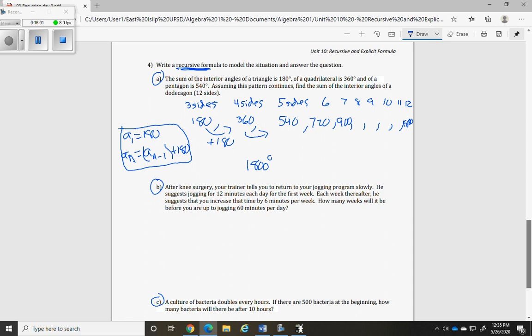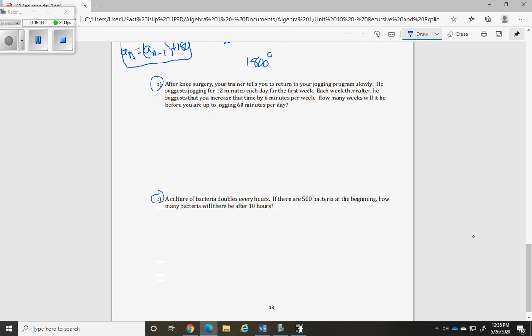Now in part B, after knee surgery, your trainer tells you to return to your jogging program slowly. He suggests jogging for 12 minutes each day for the first week. So I guess that's my first number in the sequence. Each week thereafter, he suggests that you increase that time by 6 minutes per week. So that means I want to add on 6 each time. So how many weeks will it be before you're up to jogging 60 minutes a day?